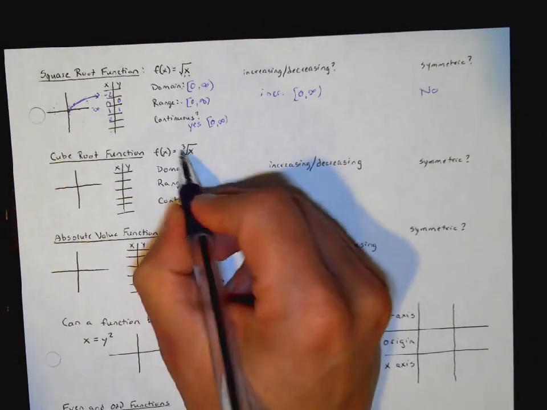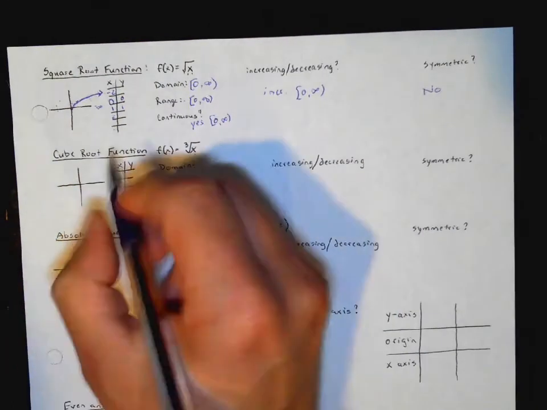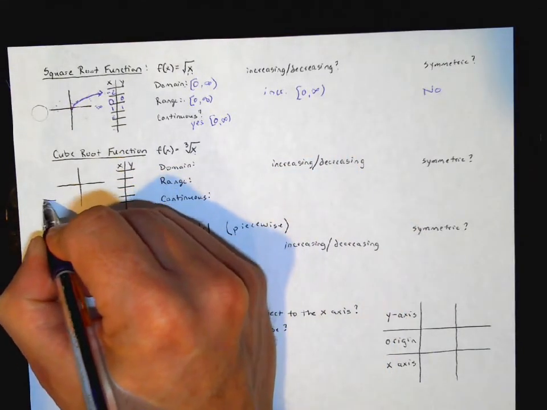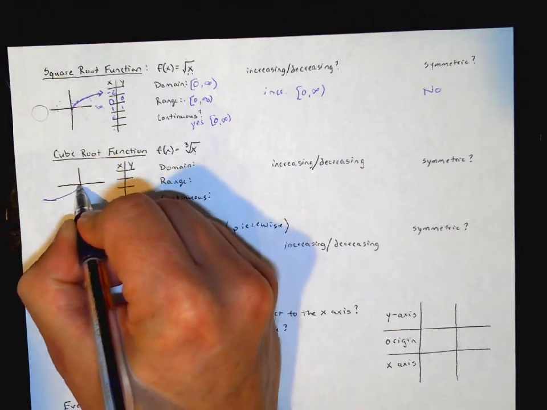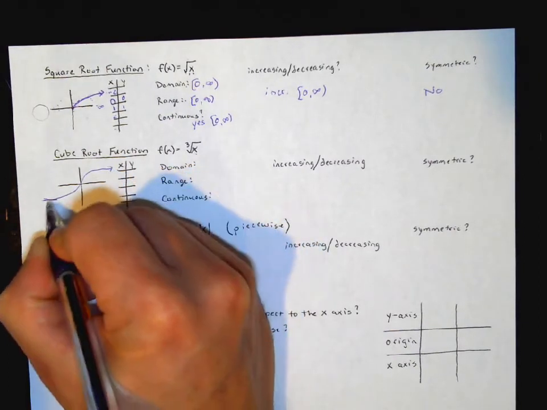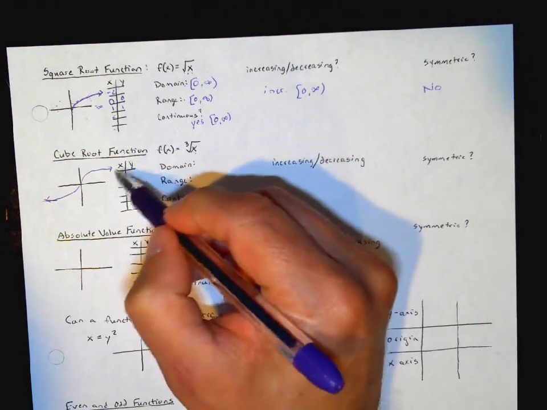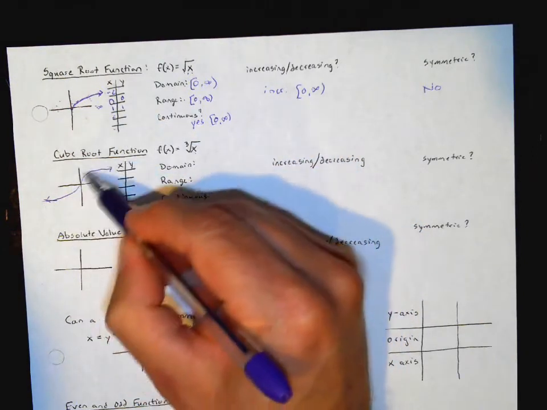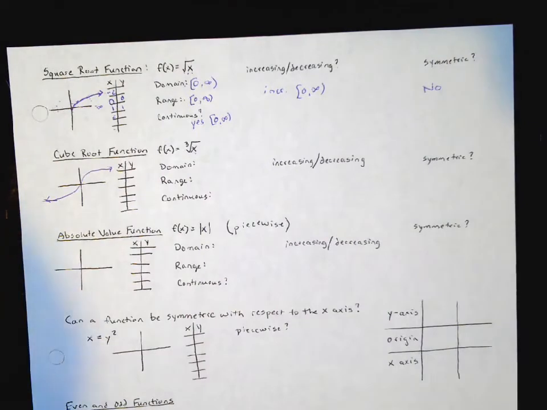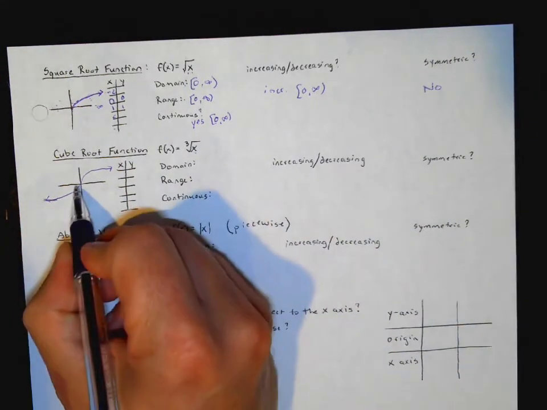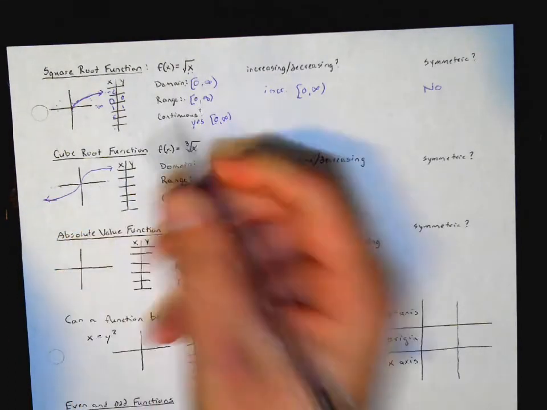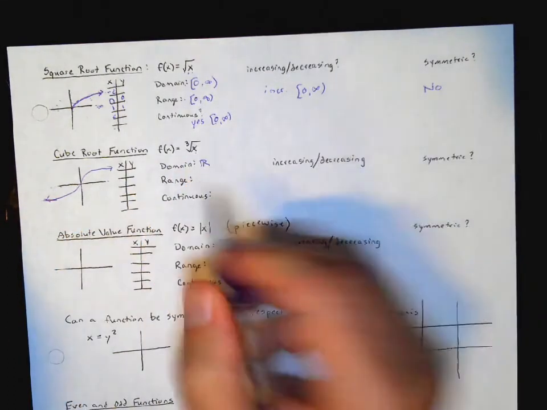Cube root of x. If I find the cube root of any number, it gives you something like this. Very similar to x to the third, but instead of x to the third increasing a lot, cube root doesn't increase as much there. The domain: we keep going this way for our x's, and we keep going this way for our y's. So that's going to be all real numbers.